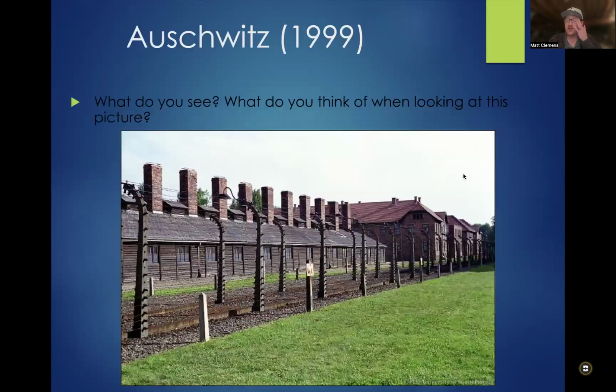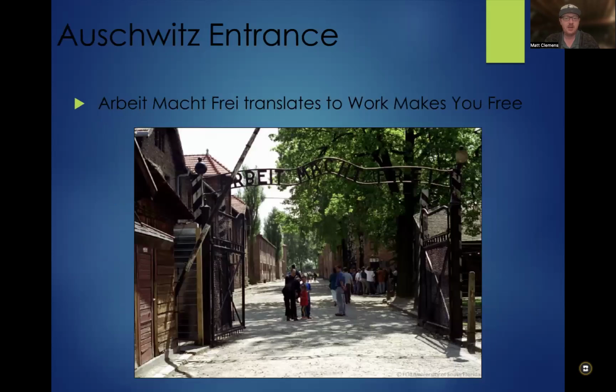This is a picture of Auschwitz. This was one of the concentration camps, killing factories, whatever you want to call it. Just look at this picture for a second and tell me what you see. To me, it looks like a prison. I see a lot of chimneys here. So what are those being used for? If you don't know, it might be worth investigating. Above the Auschwitz entrance, it says Arbeit macht frei, which translates to work makes you free.